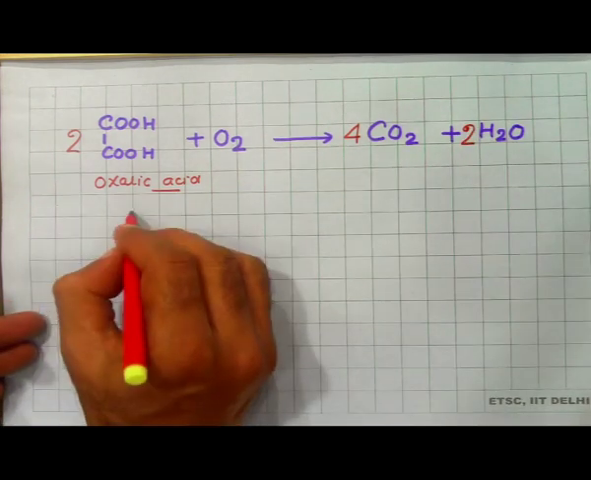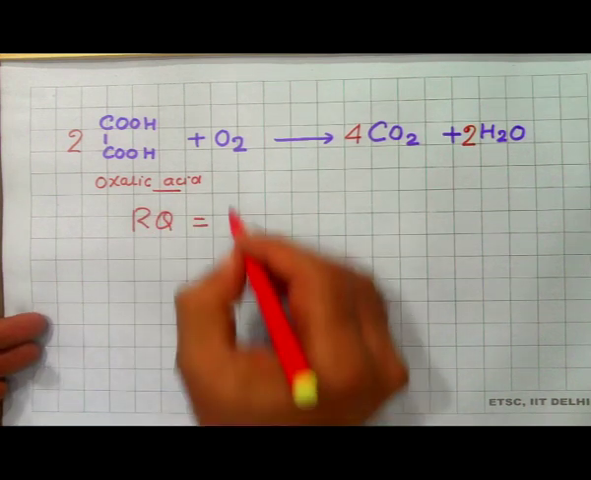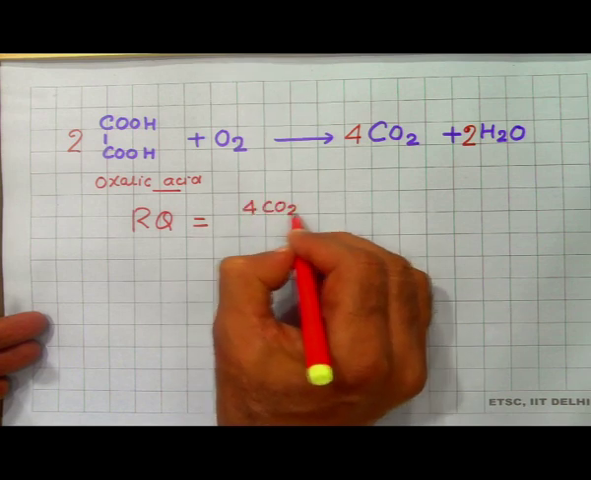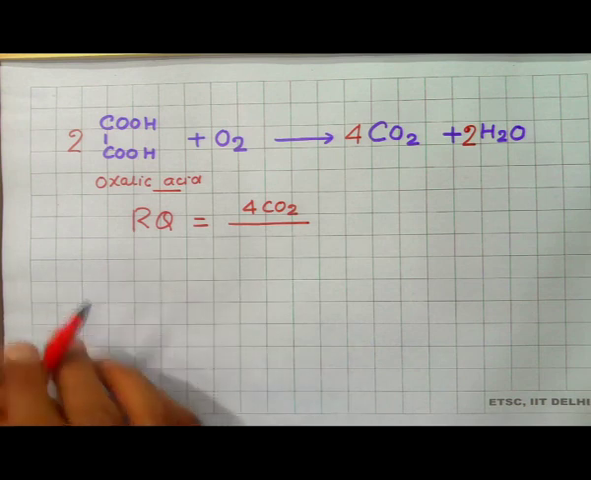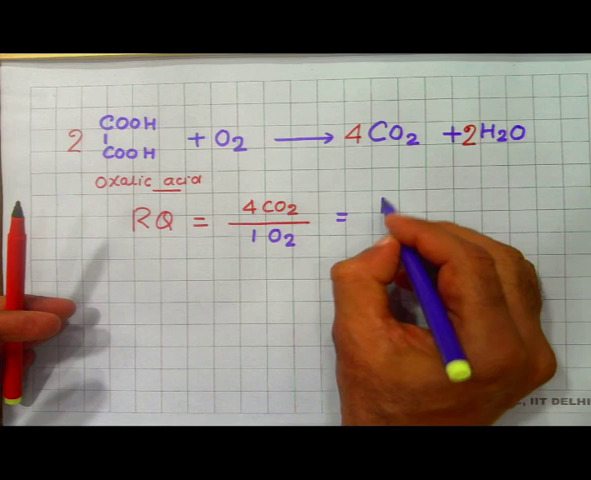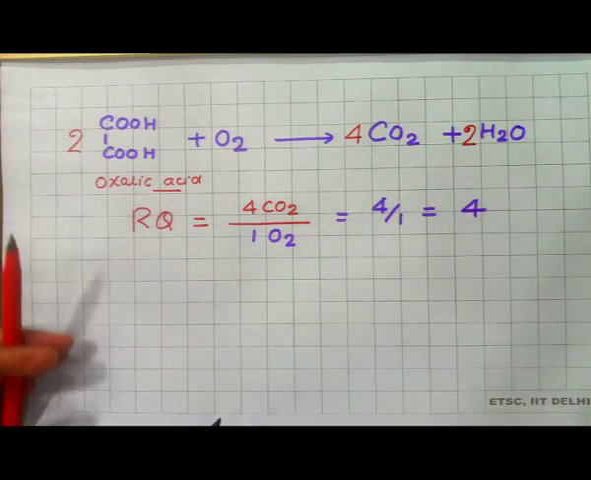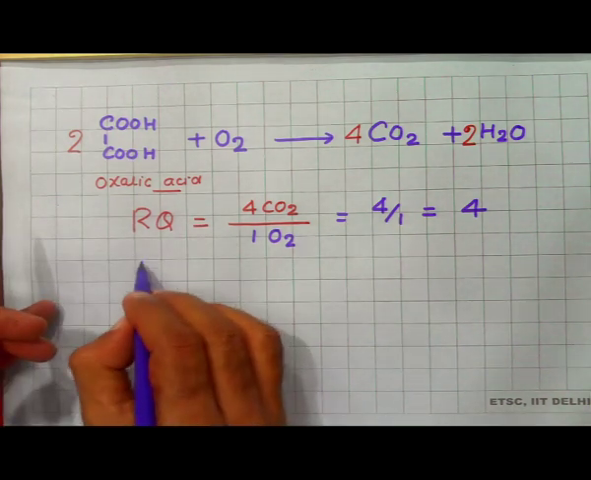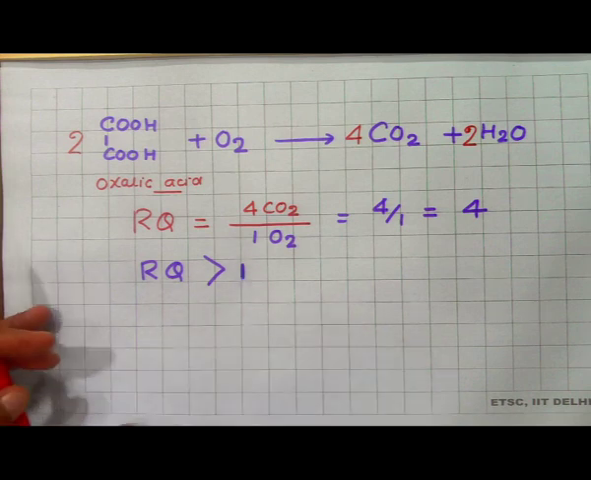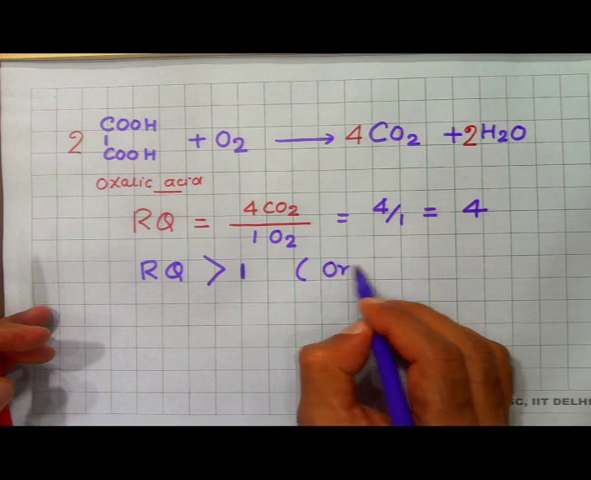Now, what will be the RQ? You can easily solve this. Volume of CO2 evolved, that is 4 CO2, volume of oxygen consumed, that is 1 O2, that means 4 by 1, RQ is 4. It means the RQ is greater than 1. When RQ is greater than 1, the substrate will be organic acid.